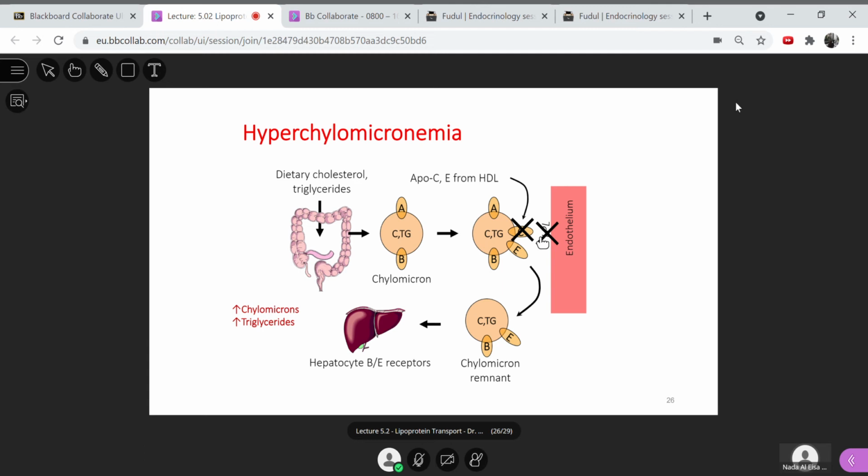Chylomicron cannot release its triacylglycerol, so we will have increased chylomicrons in the circulation and increased triacylglycerides, because they are the component that is not degraded, that is not released. And this is what we call hyperchylomicronemia. Hyperchylomicronemia means high chylomicron, high triacylglycerols, and the cause is defective LPL or ApoC2.